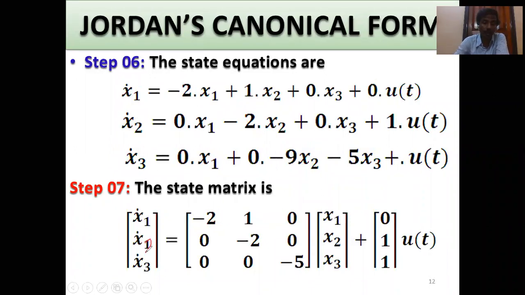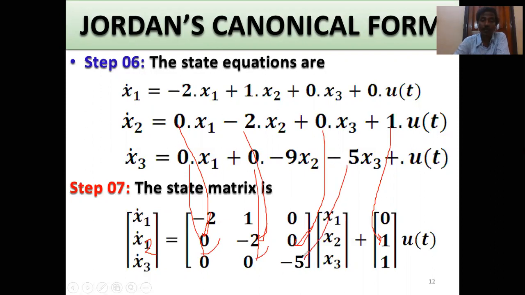This is not x1 dot, this is x2 dot. x2 dot is equivalent to what? x2 dot is equivalent to 0. Put here 0, and in this position minus 2, and this position 0, then the u(t) coefficient is 1. So x2 dot is complete, and again x3 dot: x1 coefficient 0, x2 coefficient 0, and the x3 coefficient minus 5. So the u(t) coefficient is 1. Put here 1, and we get the state matrix.